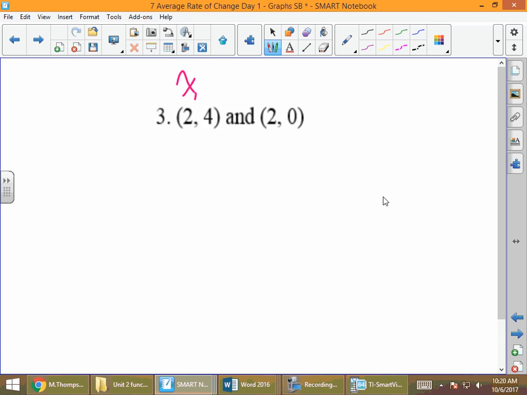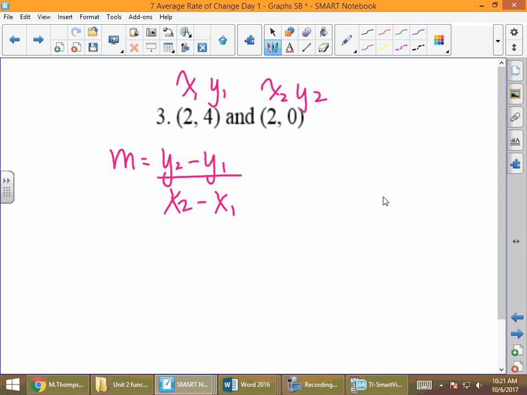Here's x1 and here's y1, x2 and y2. We're going to fill it back into the slope formula, which is y sub 2 minus y sub 1 over x sub 2 minus x sub 1. We fill that in, we get 0 minus 4 over 2 minus 2. 0 minus 4 is negative 4. 2 minus 2 is 0. And what does negative 4 divided by 0 equal?